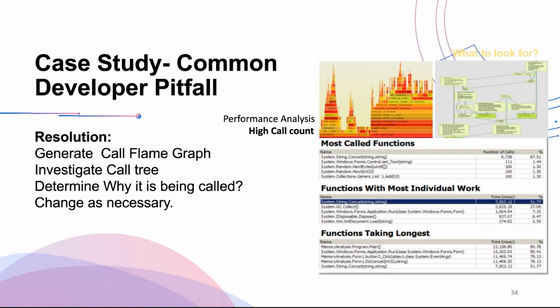There are functions, methods which did most individual work in the particular method, and there are functions, methods which are taking the longest time to execute. So from this information, we can generalize and determine whether a particular method has performance issues or not. So we have to investigate the call trace, and we have to generate a call frame graph like shown in the figure, and we have to determine why it is being called. So if a method is being called frequently, we have to determine why it is being called, and based on that, we can make changes in the code flow accordingly.